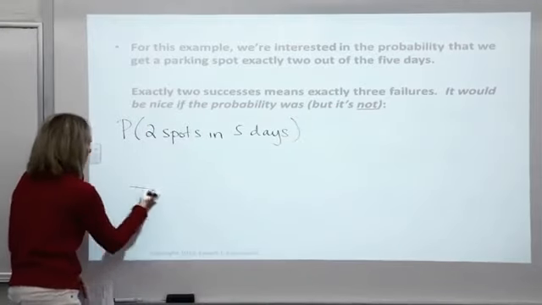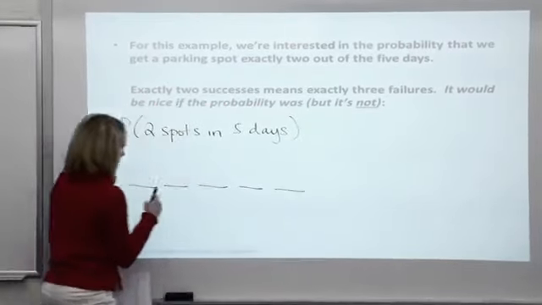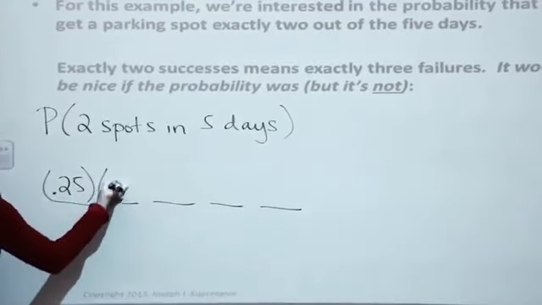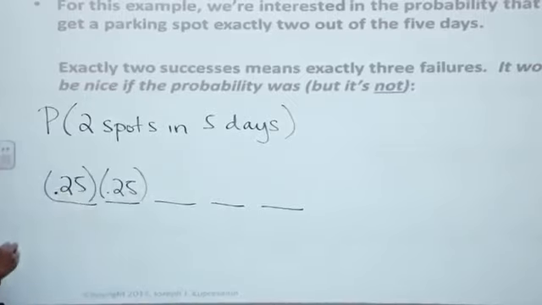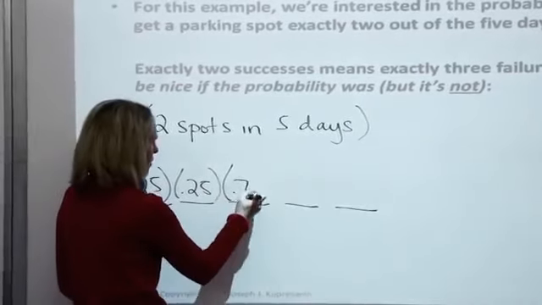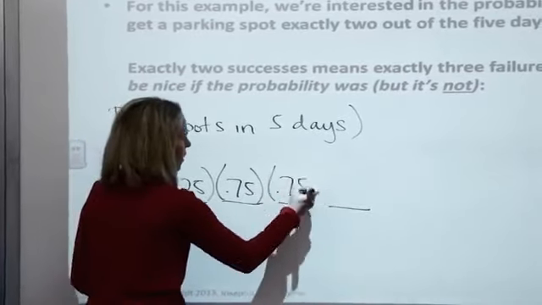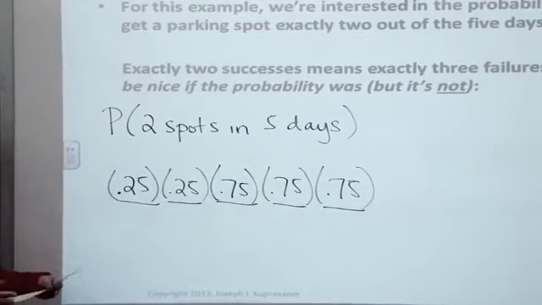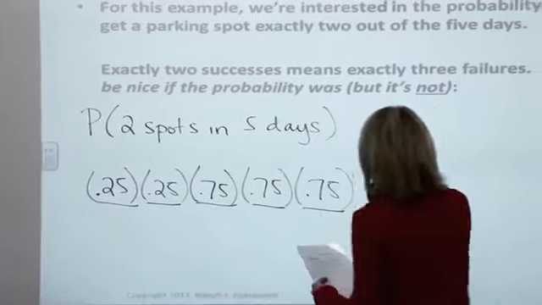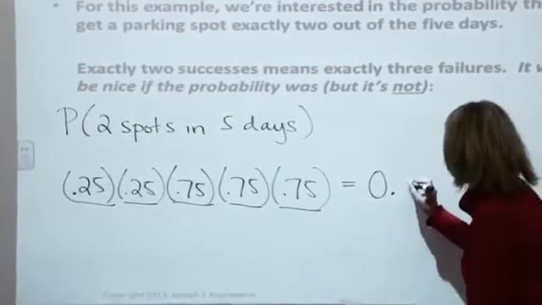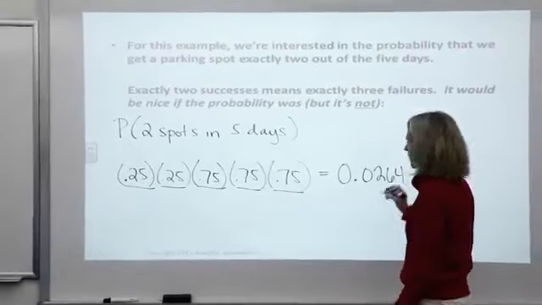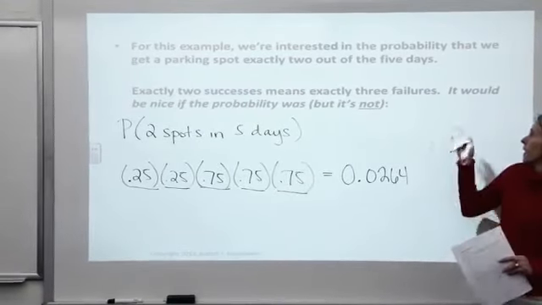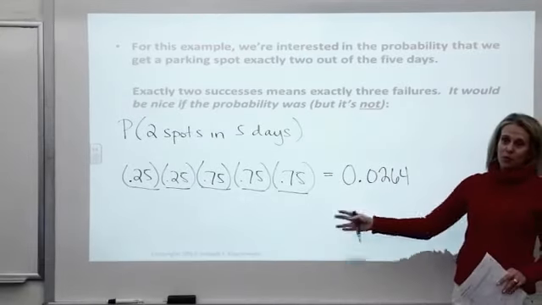What if we said, all right, we're parking 5 days. I want to get a spot on 2 days. What if it's 0.25 times 0.25? I've gotten a spot. And how about on the next 3 days I don't get a spot? So the likelihood is 0.75 each. I could just use that multiplication rule for independent events. If I did that, this would be 0.0264. Maybe I think, all right, I'd like to attempt to solve it this way. Again, it would be nice if that was the probability, but it's not.